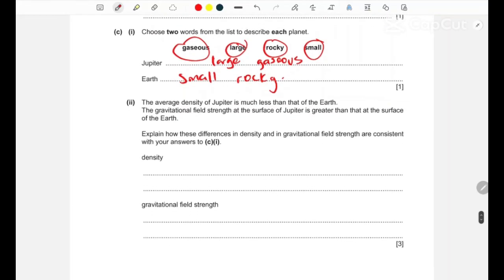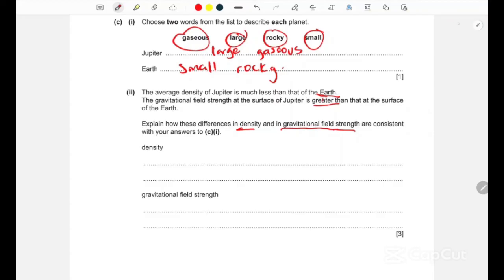Part 2. The average density of Jupiter is much less than that of Earth. The gravitational field strength at the surface of Jupiter is greater than at the surface of the Earth. Explain how these differences in density and gravitational field strength are consistent with your answers to C1. So for density, Jupiter has lower density because it's made of gas, and gas has less density than rocks or Earth, which is rocky. So it has lower density because it's made of gas.